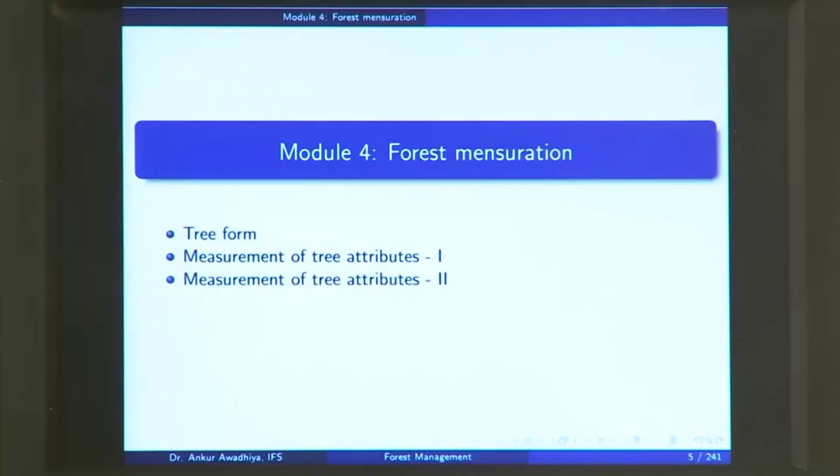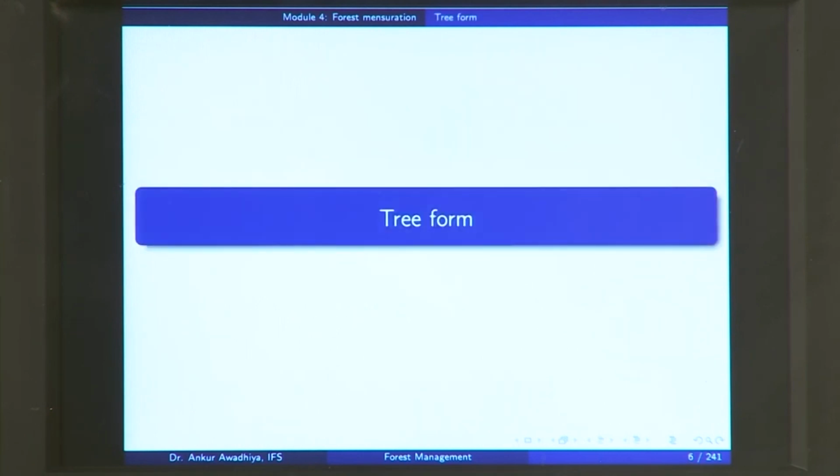Namaste. Today we begin a new module, which is forest mensuration. Now mensuration, the word means to measure. So in this module we are going to see how we are going to measure a forest. This module is going to have 3 lectures: tree form, measurement of tree attributes part 1, and measurement of tree attributes part 2. So we begin with tree form.